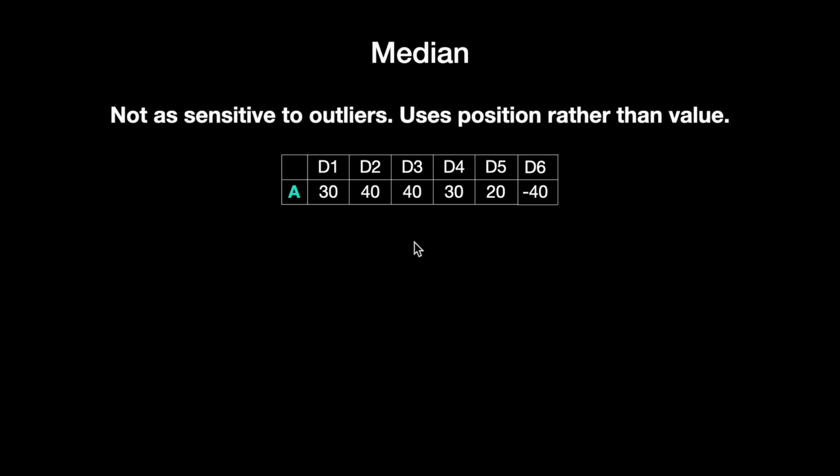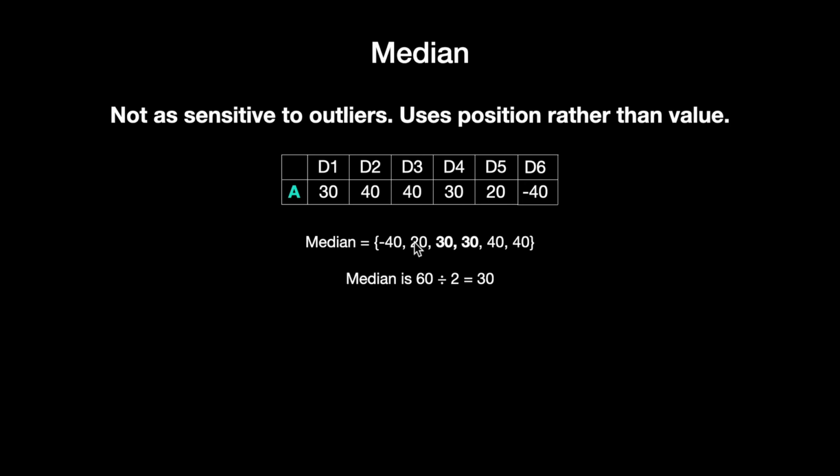So in our case, just like the previous example, on day 6, location A is confronted with a cold front. We recorded a negative 40-degree temperature. And let's take a look at how median is affected. Again, I arranged the entire data points in ascending order, which means negative 40 comes first, 20, 30, 30, 40, 40. And median is now the average of the central values.